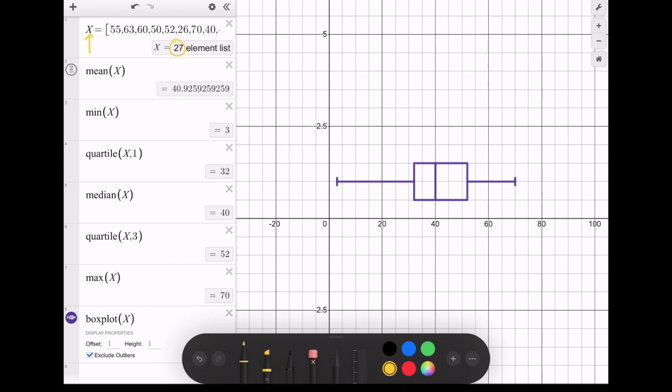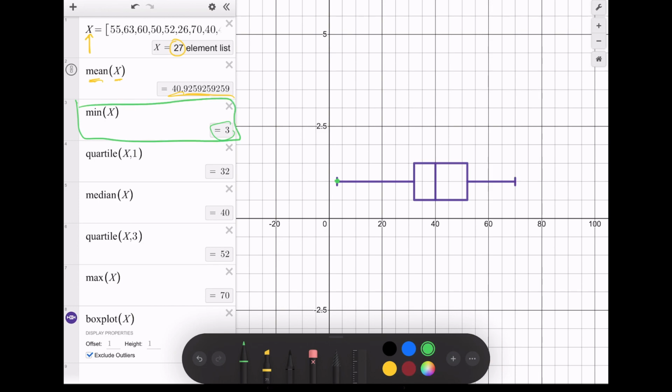Okay, you can go to functions or just type in the words mean and capital X, and that'll give you the mean. You type in min capital X, and that tells you the minimum, which is right here in green. Let's kind of highlight that.